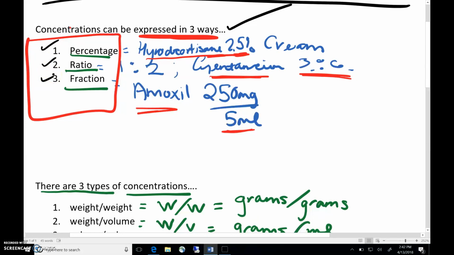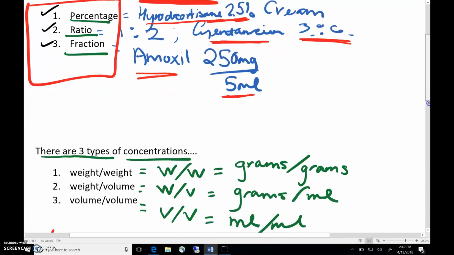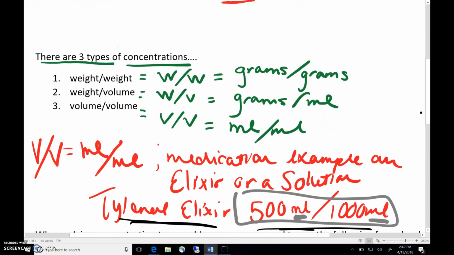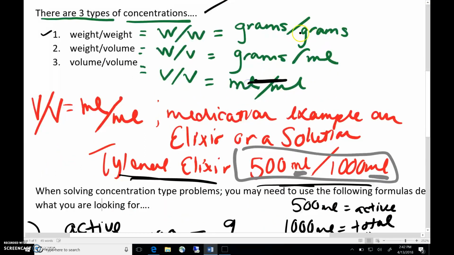You also know that there are three types of concentrations. You have weight to weight, which in detail is grams per gram. You have weight to volume, which in detail is grams per milliliter. And you also have volume to volume, which is milliliter per milliliter. Those are the units that each type of concentration is initially expressed as.